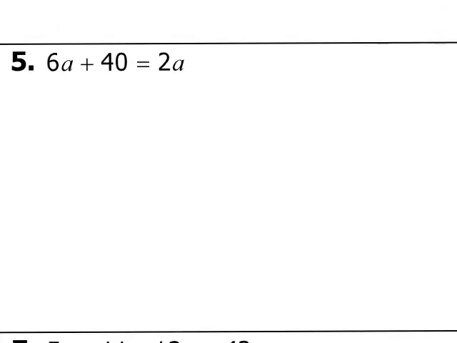I want you to pause it. Actually, this one's easy, right? Oh, I see. It's still a variable on both sides. Because, and here's why they did that. A lot of you might be tempted to do this. That's fine if you do. But now I have 8a plus 40, and now what?